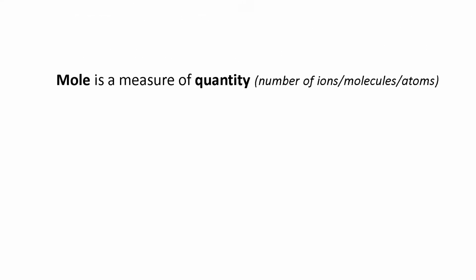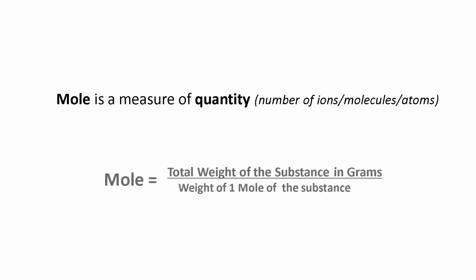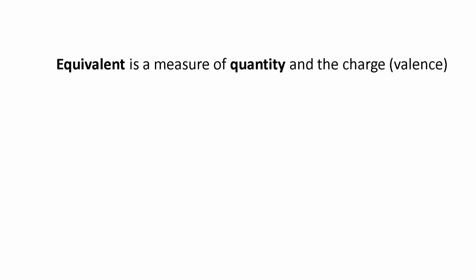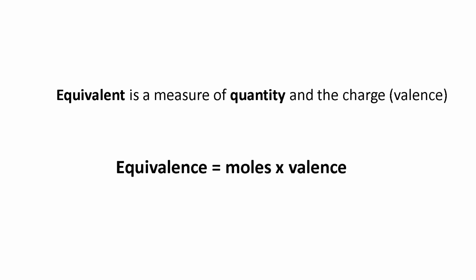Let's have a quick recap of what we studied. Just a brief summary. Mole is a measure of quantity, that is the number of ions or molecules or atoms that are there in a solution. Mole is equal to total weight of the substance in grams divided by the weight of 1 mole of the substance. Whereas equivalent is a measure of quantity and the charge, that is the valence. So remember the formula: equivalence is equal to moles into valence.